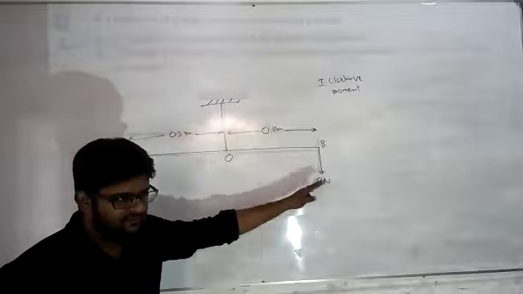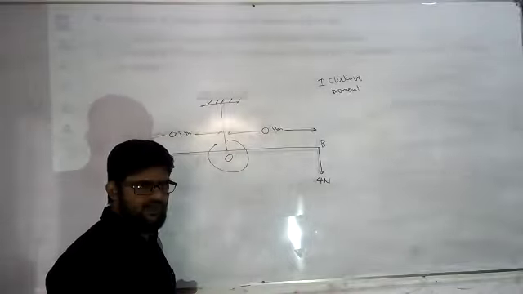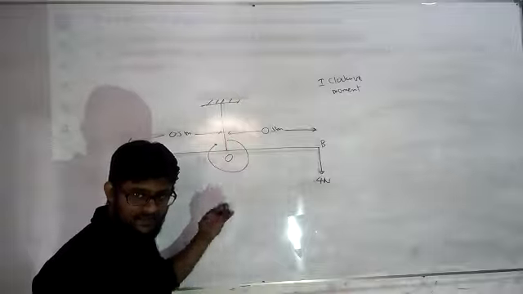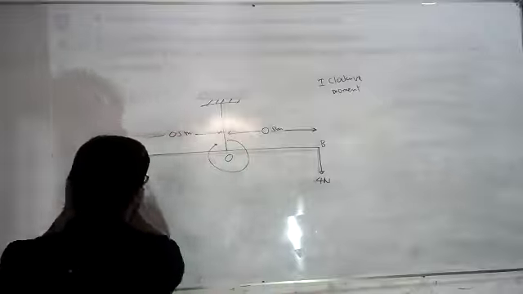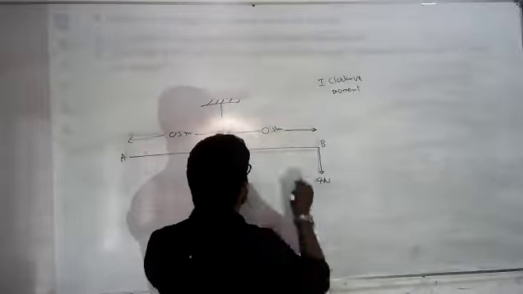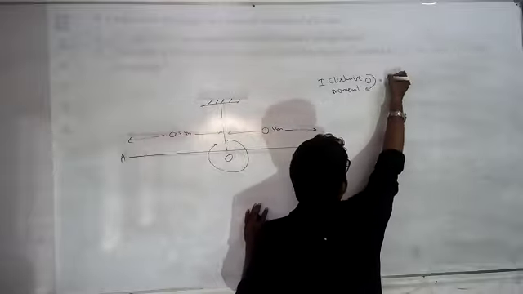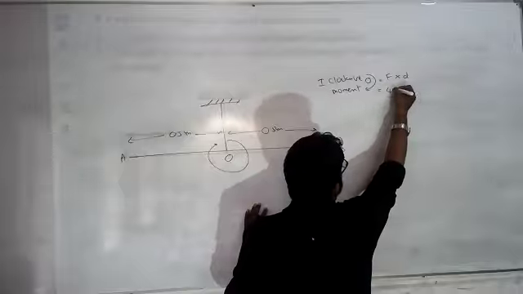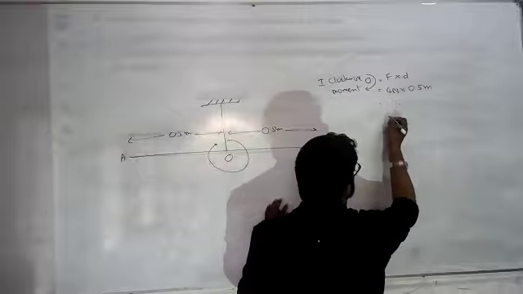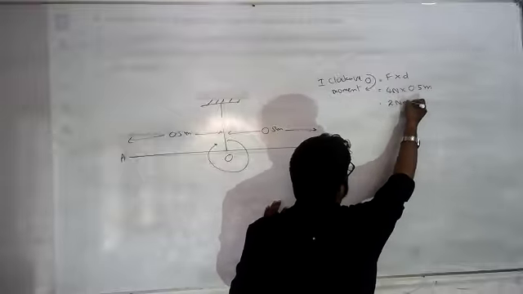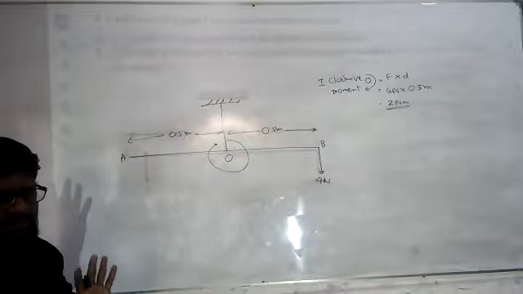We don't take A or B here. We take O, because that is the pivotal point, the point where it is fixed. Around O, we have only 4 Newtons. I don't take all these other things. So 4 Newton is clockwise, right? Around O, F into D: 4 Newton into the gap, which is 0.5 meters. 4 into 0.5 is 2 Newton meters. What is the clockwise moment? 2 Newton meters.